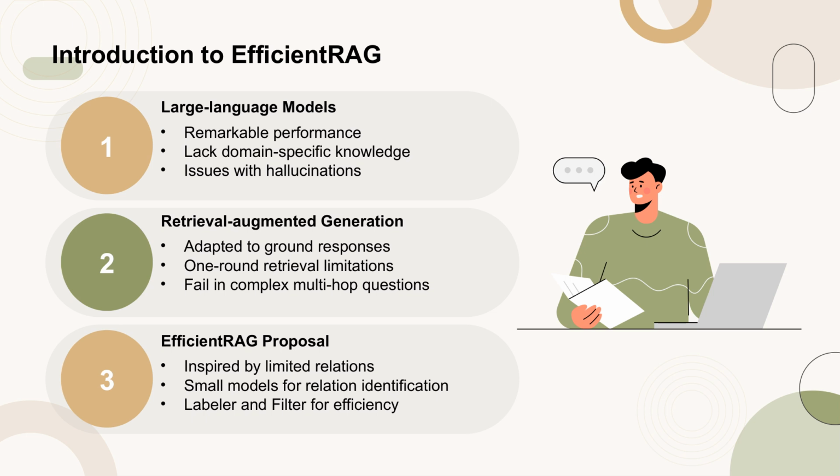This paper introduces EfficientRAG, which leverages the idea that the types of relations in multi-hop questions are limited. By using small models to identify relations and associated entities, EfficientRAG employs a labeler and a filter to iteratively generate new queries and maintain relevant information, thereby enhancing efficiency compared to existing RAG methods.